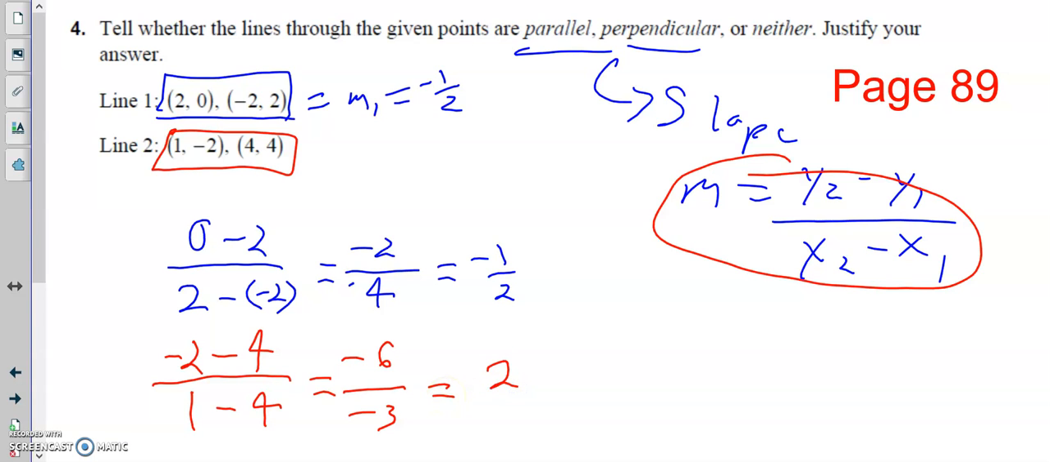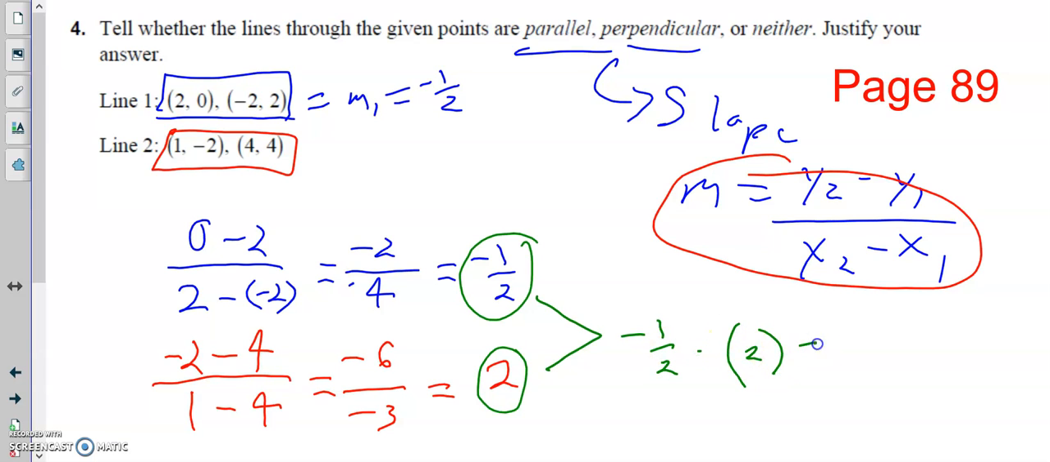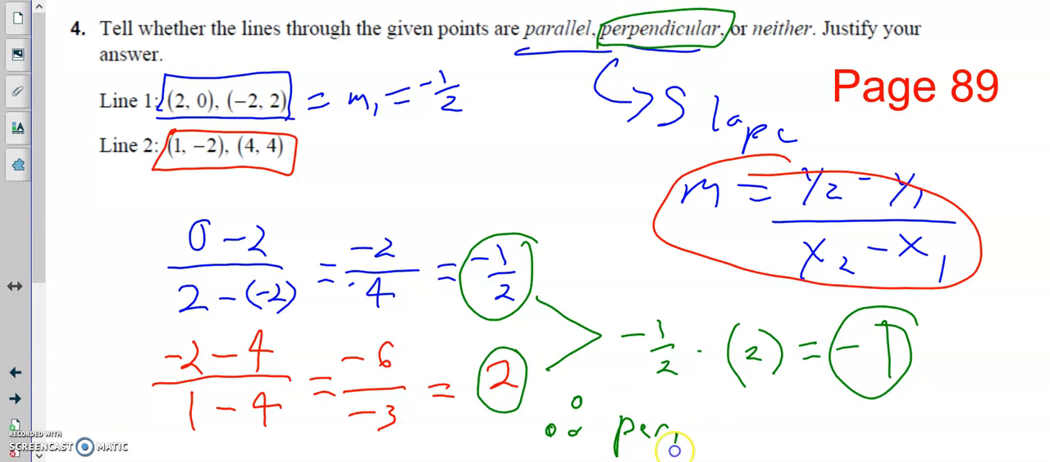We notice that these two slopes are opposite reciprocals. They're flipped and they're negative. To verify that, we can always multiply them together, and it equals negative 1. So therefore, you can make the conclusion that they're perpendicular lines, perpendicular to each other.